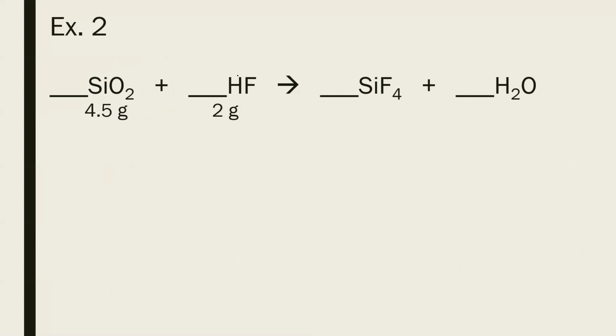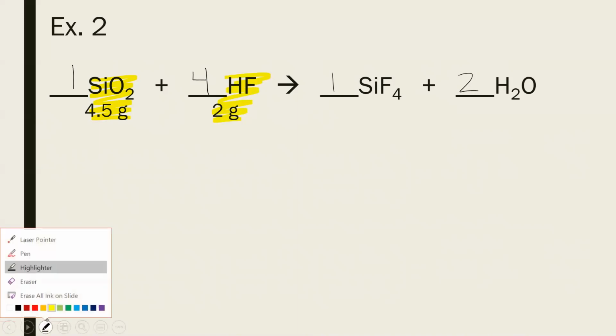Okay, so hopefully for balancing, you got 1, 4, 1, 2. Once again, this is limiting and excess reactants. That's my point in solving. So I'm only concerned about my reactants, which are right here because they're to the left of the arrow.